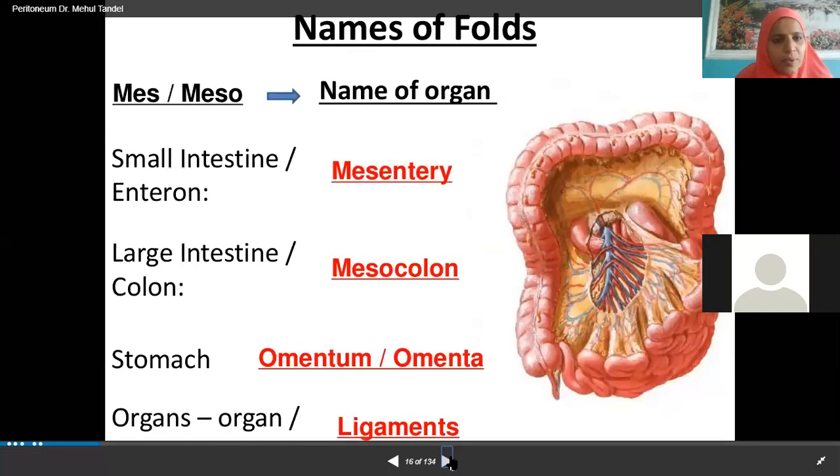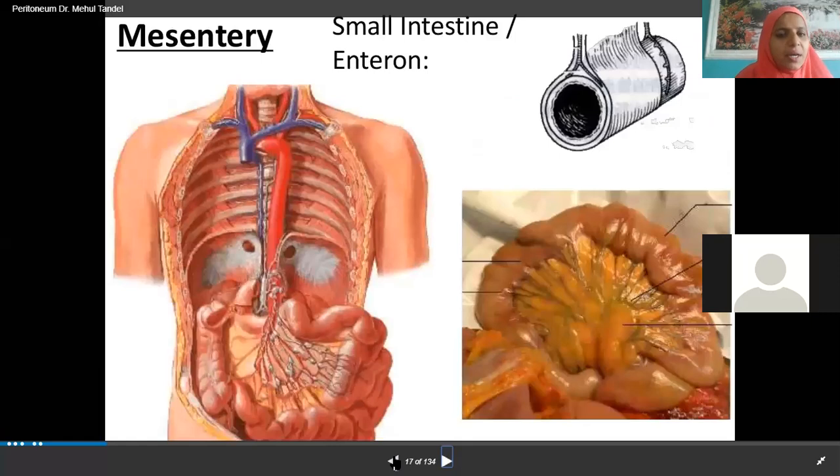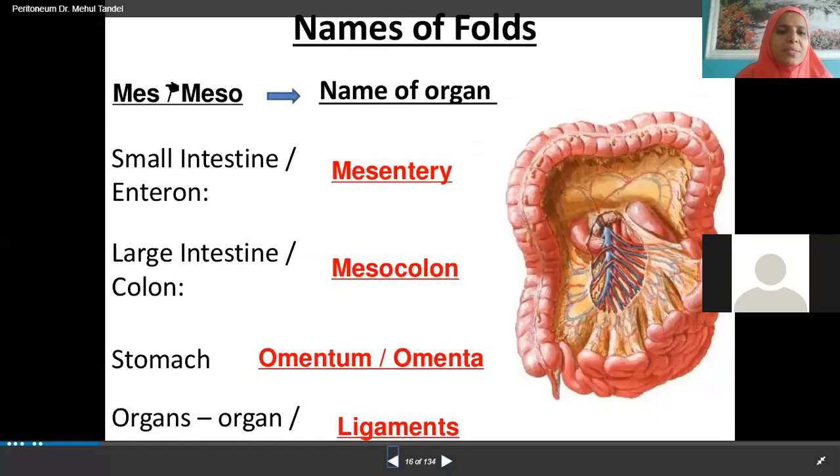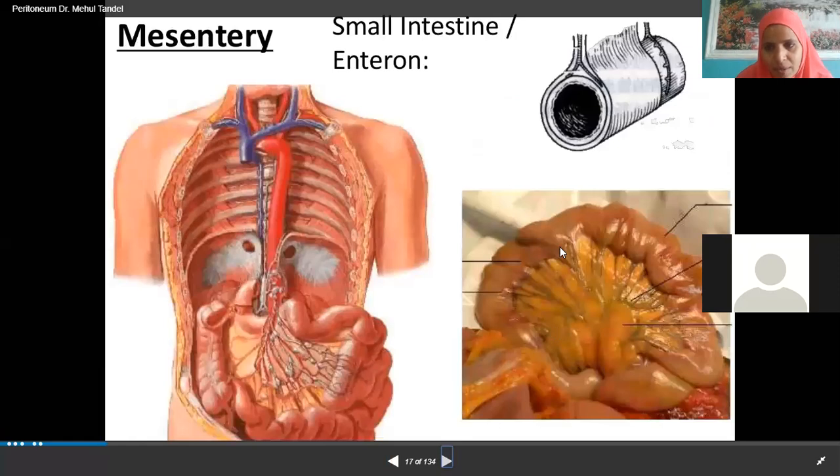I told you, mesentery I will take in another PowerPoint now, but a few pictures are very good here. I told you we always use the prefix meso to represent a fold of peritoneum. If it is small intestine, it is mesentery, and if it is colon, we use the word mesocolon. For stomach, we use the word omentum, and of course many ligaments we found with the liver. So you can see this is all a fan-shaped fold of peritoneum.